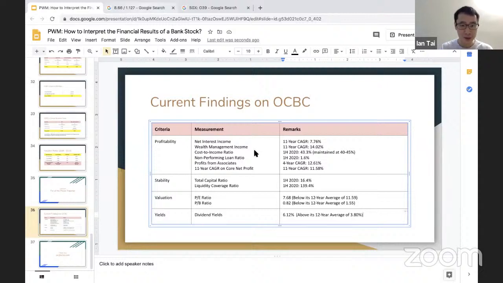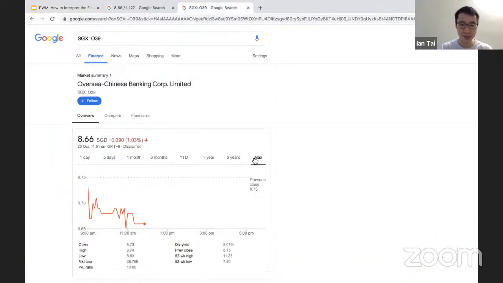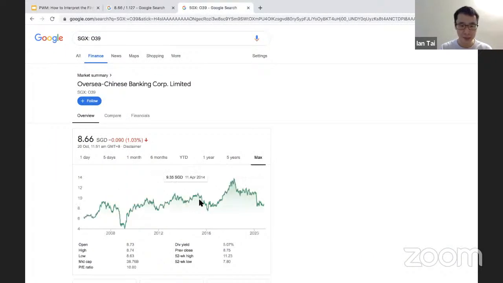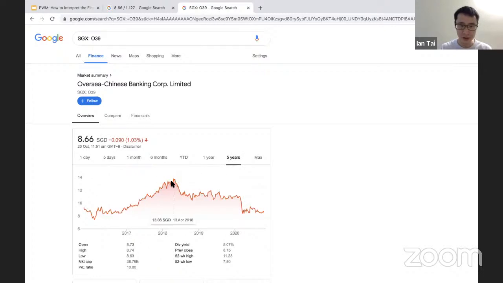So if you look at the stock price graph, this is how it looks. OCBC Bank has, in the near term, since 2017, been trading at around 11 plus Singapore dollars. And because of this, the bank's stock price dropped to 8.65, from 11 plus dollars to 8 plus dollars today.